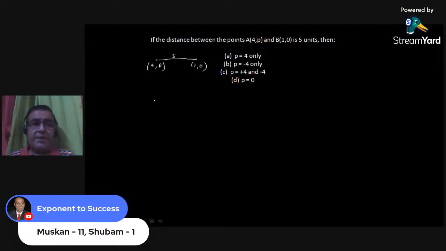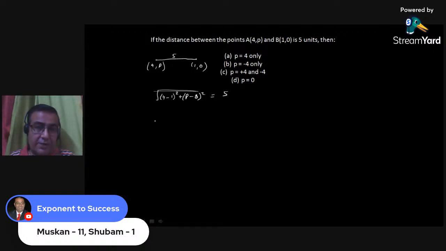Let's see, let's apply the distance formula. So that becomes square root of 4 minus 1 whole square plus p minus 0 whole square, and that distance should be equal to 5. Very, very simple question. No need for any calculations. Again, giving you 10 seconds. If I get the correct answer, I'm giving the point to you. If I don't get the correct answer in 10 seconds, no points.